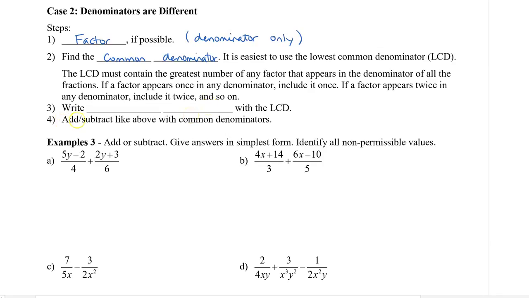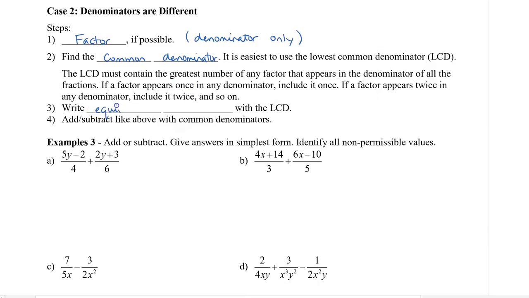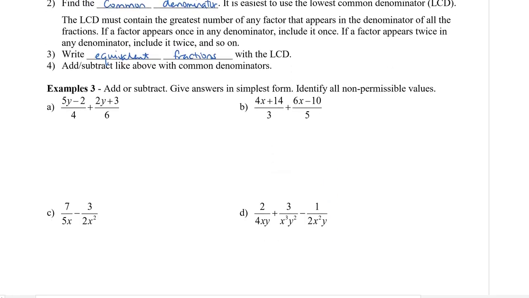And step 3 is to write equivalent fractions with the LCD, so with the lowest common denominator. And then finally, we're going to add or subtract like we did before, because now the denominator is going to be the same. We can just add and subtract. All right, so we're going to take a look at one here where the denominator is simply just whole numbers, and then we'll take a look at one where the denominator is not whole numbers.